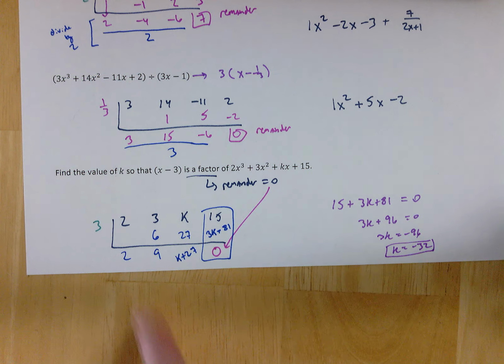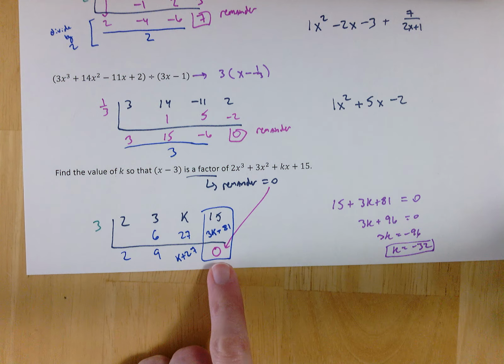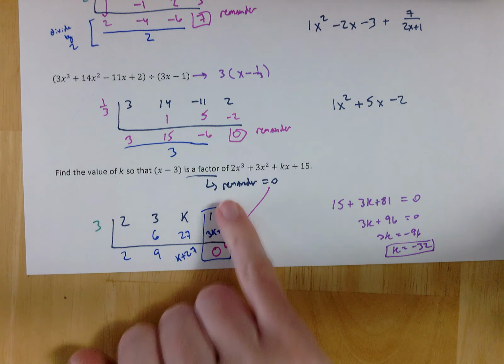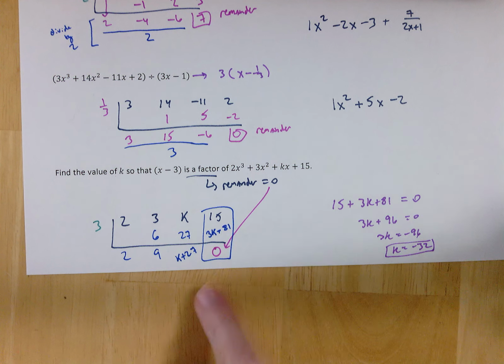The trick here was recognizing that because it's a factor, I know what the remainder is. You could have also done this if, instead of saying it's a factor, they said the remainder was like 5, then you would know that there should be a 5 here. Then I just did synthetic division with some variables until I got to the last step and set up an equation from there. So make sure you practice those ones.